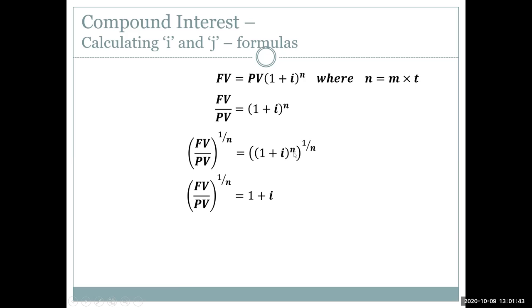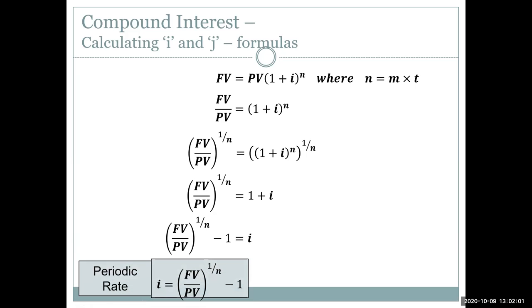And the right-hand side, by the rules of exponents, n times 1 over n is 1, so we'll be left with just 1 plus I. And if we wanted to calculate I, we would have the future value over present value to the 1 over n, minus 1. So if we wanted to calculate our periodic rate, we could use this particular formula.